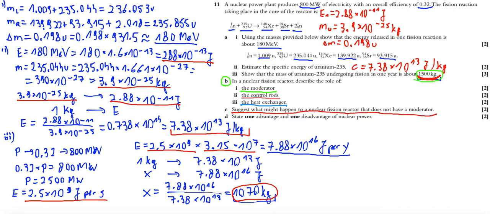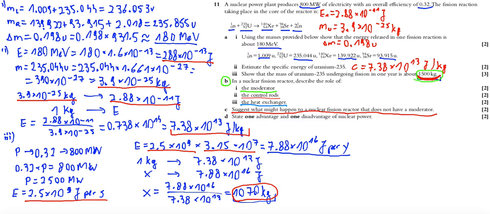Next, suggest what might happen to a nuclear fission reactor that does not have a moderator. The moderator slows down fast-moving neutrons. So if there is no moderator, the neutrons are not slowed down and further reactions cannot happen because, as you know, a neutron to initiate further reaction must have a speed within a given range. It cannot be too slow, it cannot be too fast. If it's too fast, further reactions are not possible, the chain reaction will be stopped and the reactor will get colder and colder, and the amount of energy produced will be less and less.